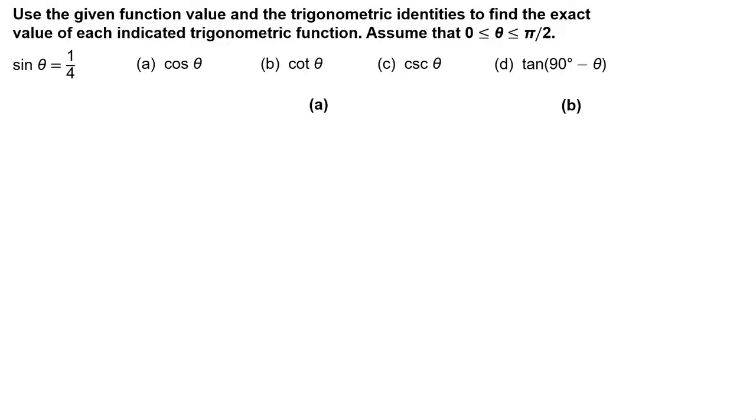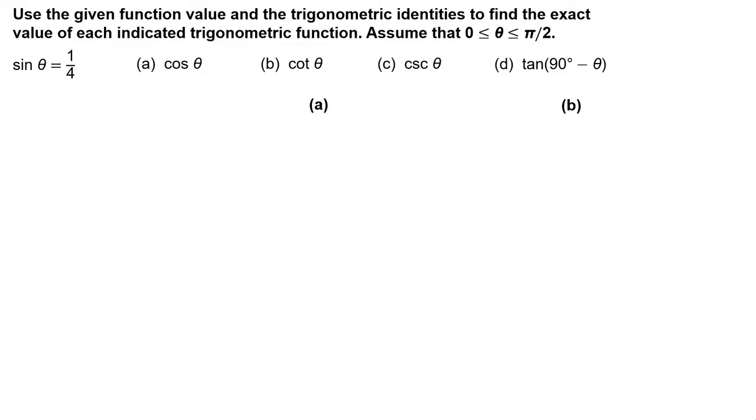Use the given function value and the trigonometric identities to find the exact value of each indicated trigonometric function. Assume that theta is greater than or equal to 0 and less than or equal to pi divided by 2. The given function value is sine of theta equals 1/4.